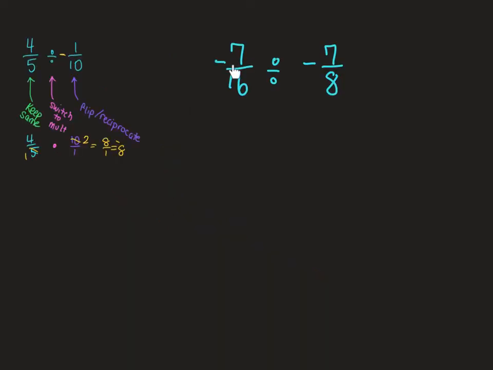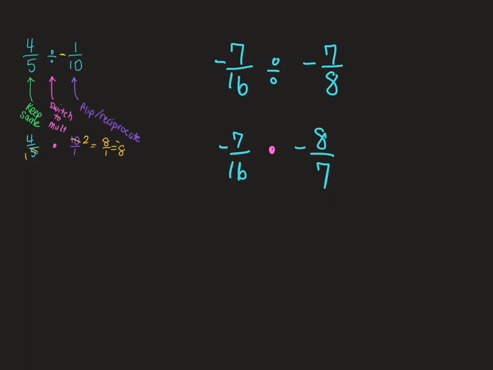Let's try -7/16 divided by -7/8. This is the guy we keep. We don't change him at all. We keep him the exact same. We switch to multiplication, and we flip the 7/8 to 8/7.